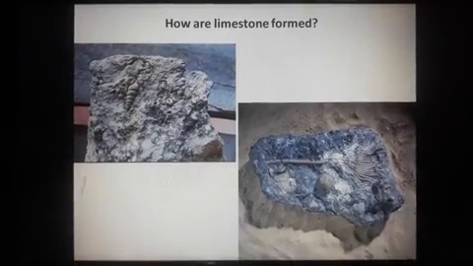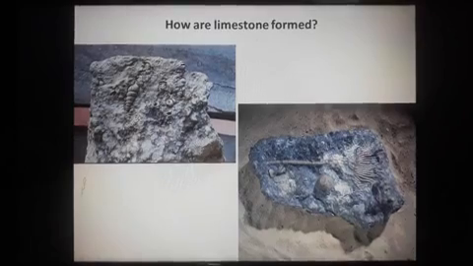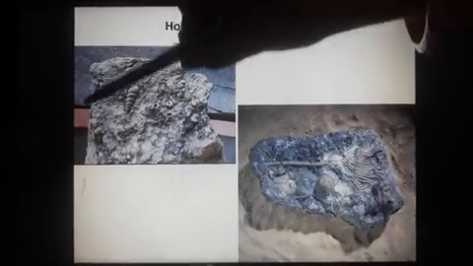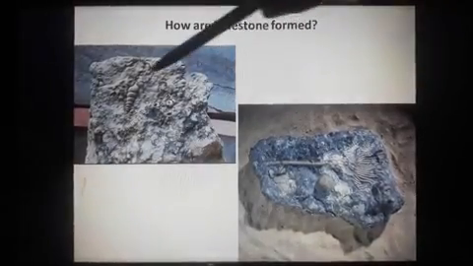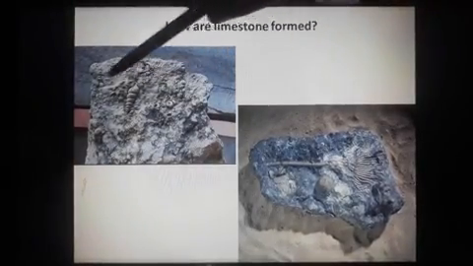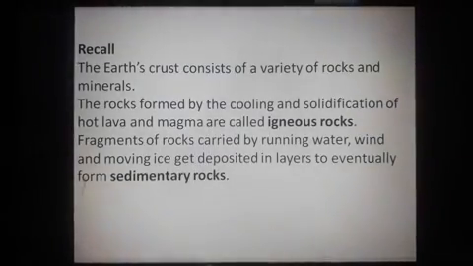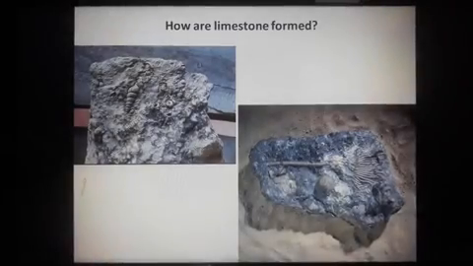Over the years, these remains become organically formed sedimentary rock. So you can see that after many years they are transformed into a rock, and here you can see all the skeletal remains of the organisms. This is how limestone is formed.